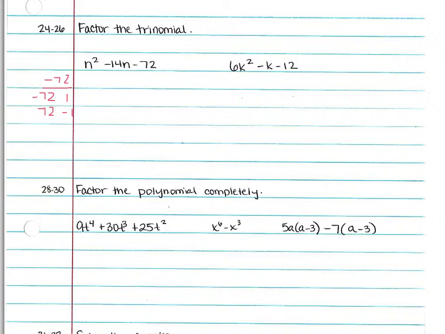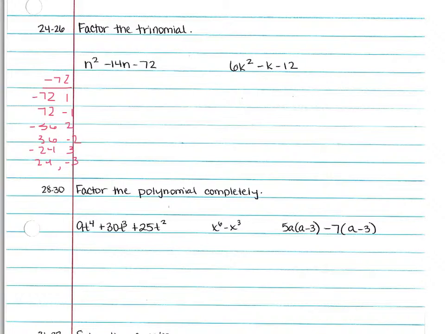It could be a 2 and a 36, or I should say a negative 36 and 2, or a positive 36 and a negative 2. Again, neither one of those is going to give me the negative 14 I'm looking for. I could have a negative 24 and a positive 3, or a positive 24 and a negative 3. Again, neither one of those is going to give me the negative 14 in the middle that I'm looking for.